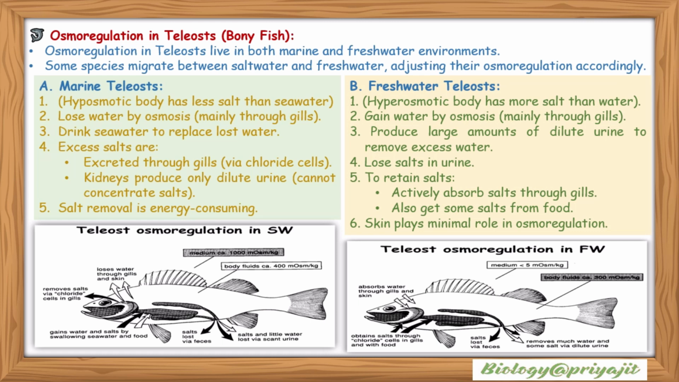Freshwater teleosts have a hyperosmotic body with more salt than the water. They gain water by osmosis mainly through gills. They produce a large amount of dilute urine to remove excess water. They lose salts in urine. To retain salts, they actively absorb salts through gills and also get some salts from the food. Skin plays a minimal role in osmoregulation. Here is the diagram showing teleost osmoregulation in seawater and teleost osmoregulation in freshwater.